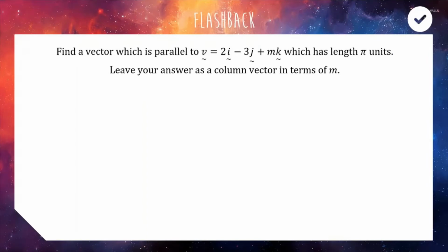So we need to find a vector which is parallel to the vector 2, minus 3, m as our x, y, and z components, and it needs to have length of pi units. We're going to leave our answer as a column vector, and it's going to be in terms of m because m is unknown. So pause the video and have a go.